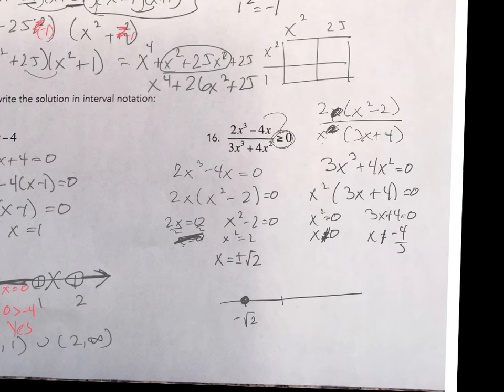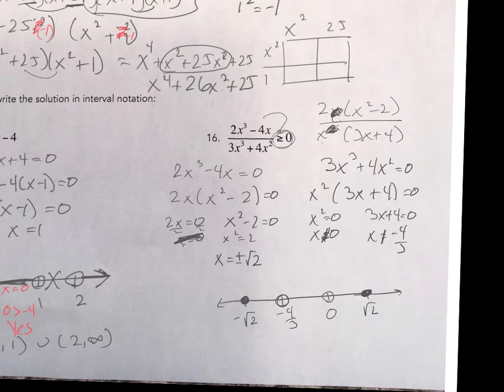Then the next number is negative 1.3, which is negative 4/3. This one is open because it's not allowed to be that. Then we get to the 0. We've already talked about how it's not allowed to be 0. And then we have radical 2, and it is allowed to be radical 2.